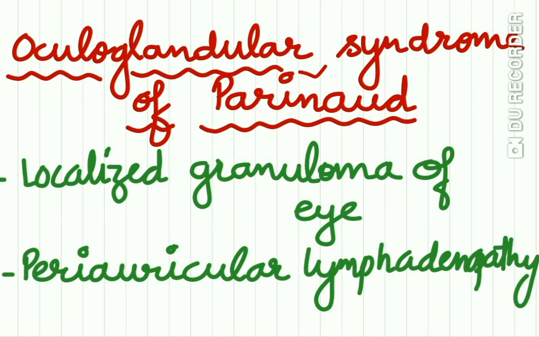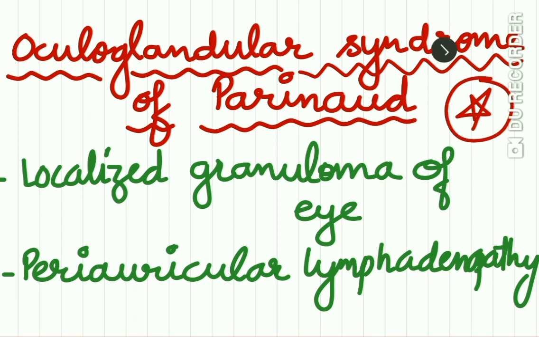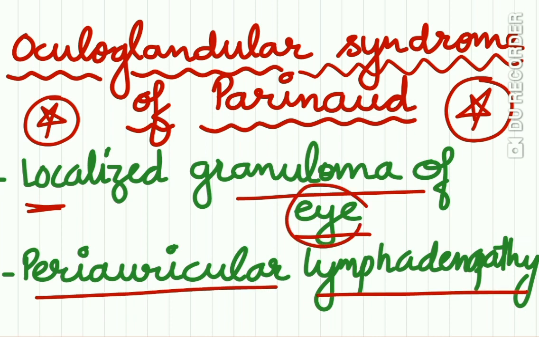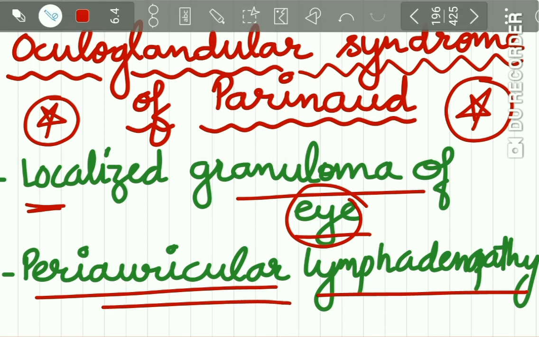Now, another important question or point to remember in cat scratch disease is the terminology oculoglandular syndrome of Parinaud. So what is this oculoglandular syndrome of Parinaud? It is a characteristic feature of the cat scratch disease which is made up of two features, localized granuloma of the eye and periauricular lymphadenopathy. So the eye is affected by granuloma and the ear is affected by lymphadenopathy.